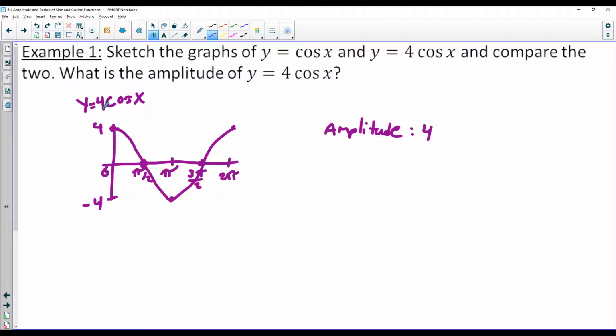And that kind of makes sense. If we ignore this 4 for a second, the highest cosine could be was 1. Well, now the highest it can be is 4 times 1, which is 4, and then the lowest it could be is -1, and 4 times -1 is going to be -4, and that would be the lowest it can be. So it kind of makes sense that these are stretched out. And if you want to make your graph more realistic, we could say that's 3, and that's 2, and that's 1, -1, -2, -3, -4, if you would like to write it out more like that.